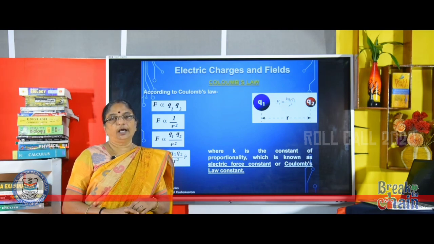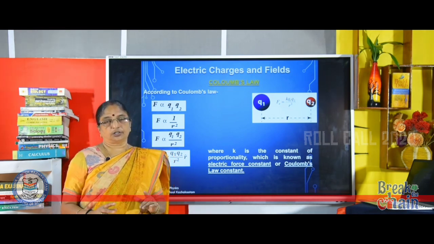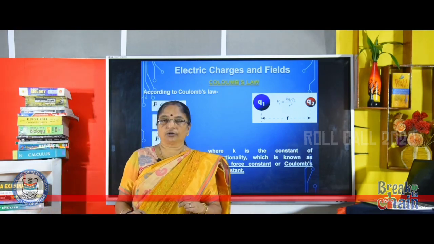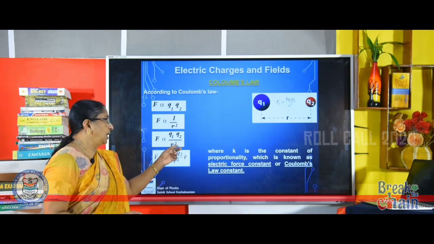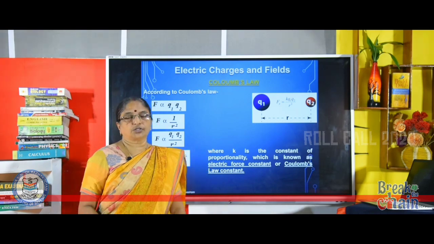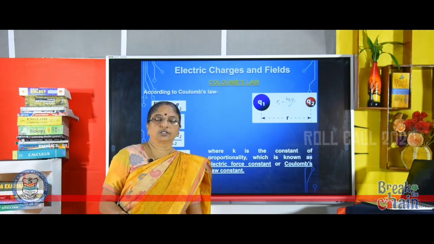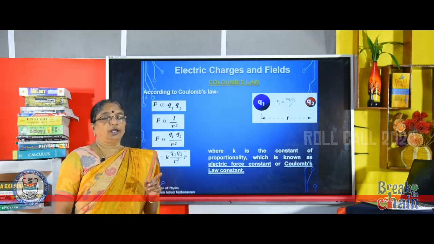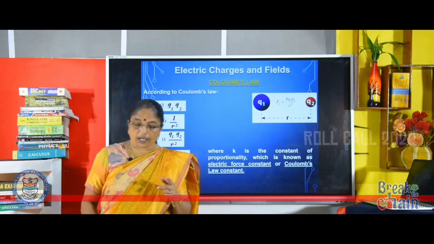And you are aware that R cap represents the direction of the force, which is a unit vector in the direction of force, and vector F gives the electrostatic force, which is a vector quantity. The constant of proportionality is known as electrostatic force constant, or simply Coulomb's law constant. So the equation for force can be written as vector F equal to k Q1 Q2 by R square R cap.